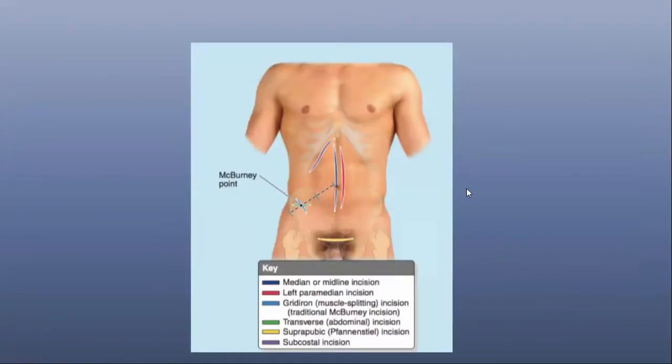Now, take note also of your so-called McBurney's point. What is this McBurney's point? It is the junction. You draw a line from your umbilicus to your right ASIS, and then on the lateral third, you call that your McBurney's point. This is the site of maximum tenderness in your acute appendicitis. That's your McBurney's point. Okay.